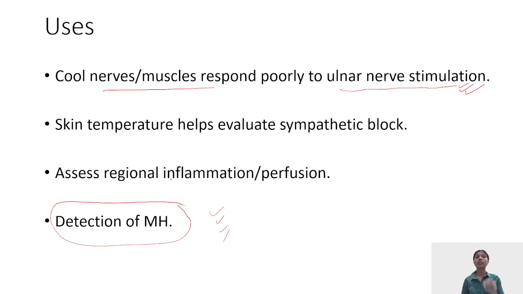One, during neuromuscular monitoring, the temperature has to be monitored to see the response of the ulnar nerve. Second, as a surrogate marker for the success of your blocks. And lastly, and one of the most important, in the detection of malignant hyperthermia, which is one of the most serious and dreadful complications of anesthesia.